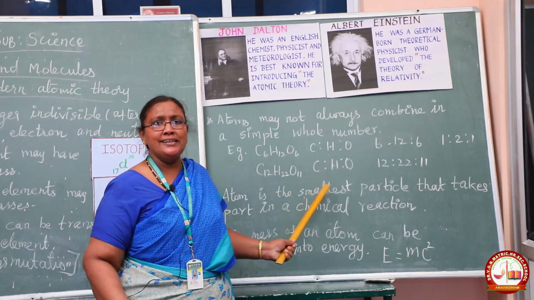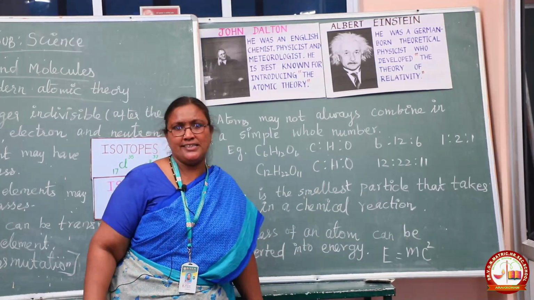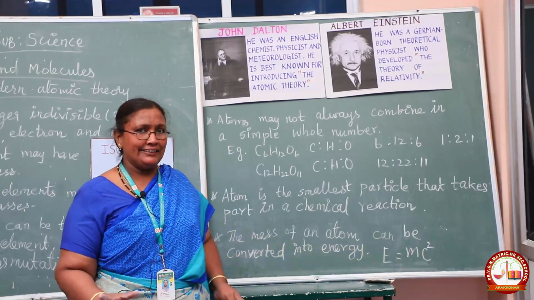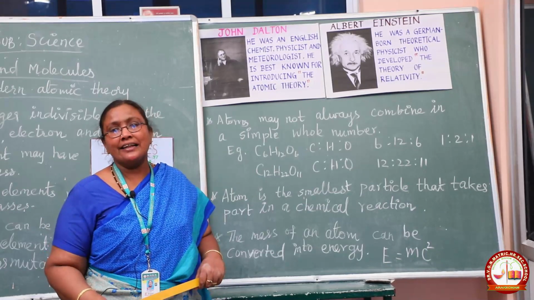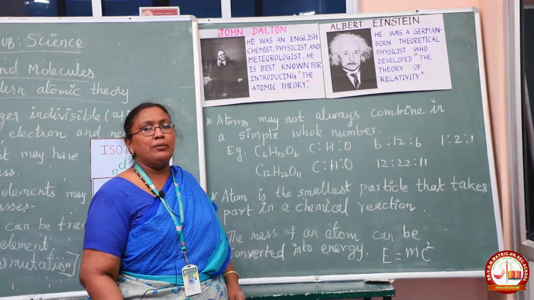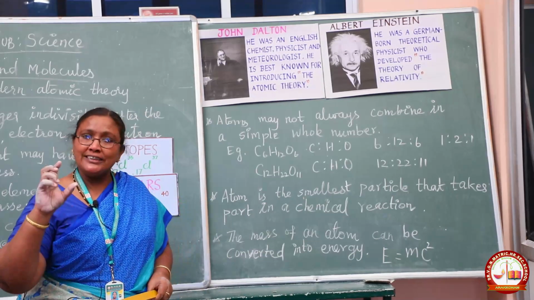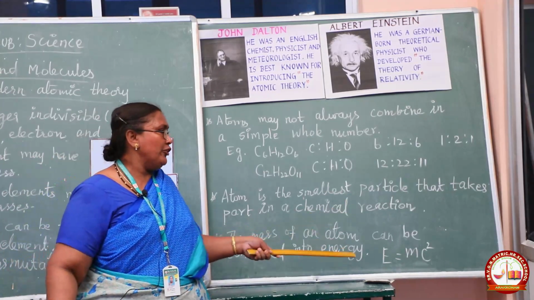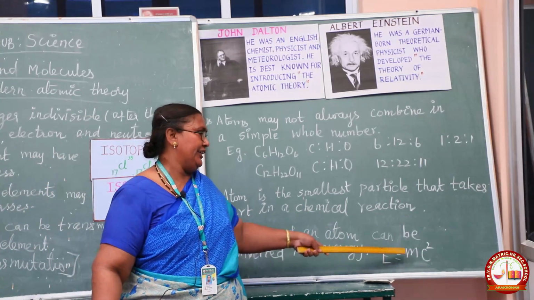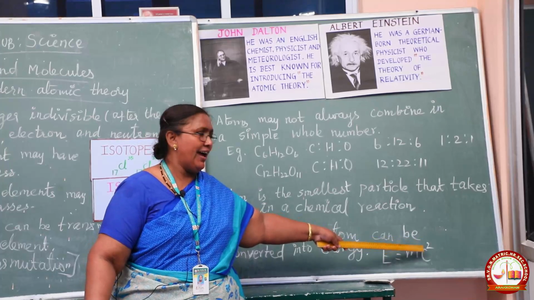Are you able to follow, students? What is E equal to mc square? E is nothing but energy. M is nothing but mass. C is nothing but the velocity of light, so C is a constant value. We have to know that. We have to calculate energy using mass and the constant value C.